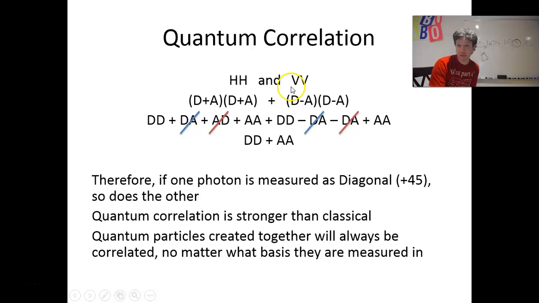Then you can do some simple math. You can expand, simplify, collect like terms, and what you get is DD plus AA. What that means is if you measure something in a different basis, these photons will still have a correlation. And so a quantum correlation is so much stronger than a classical correlation, because the system itself can be undefined and they will still be correlated.